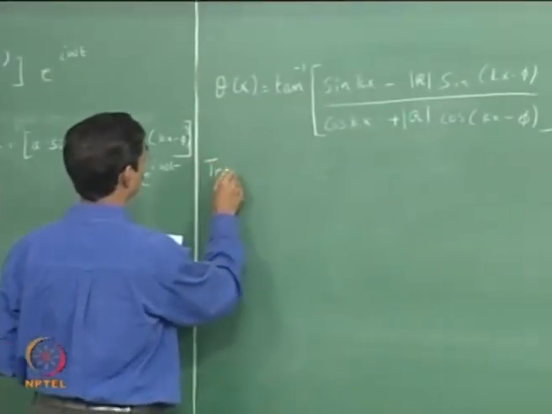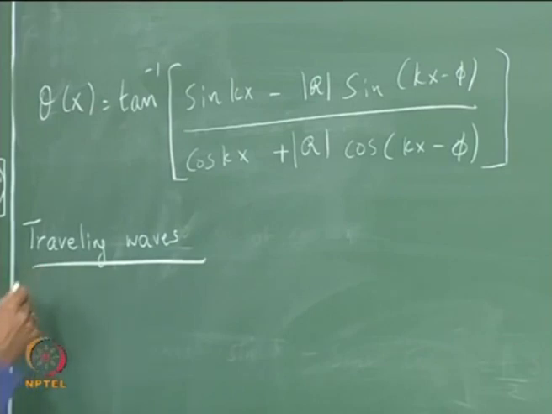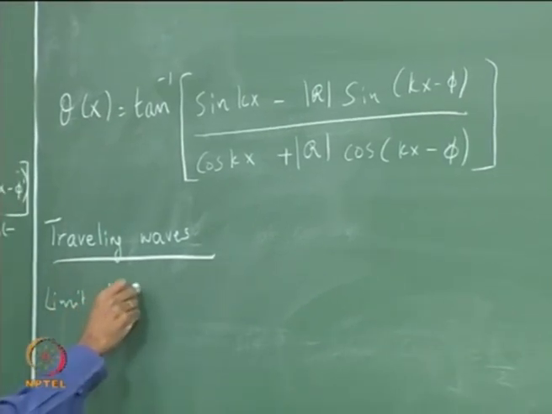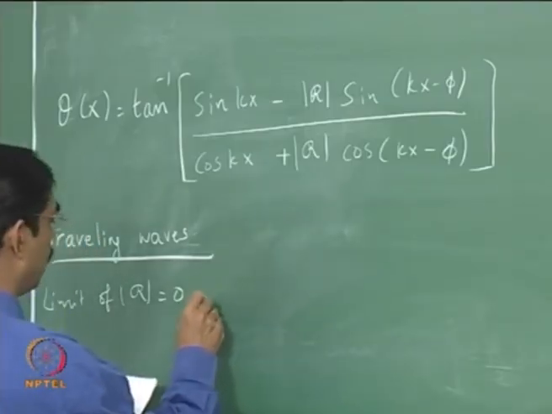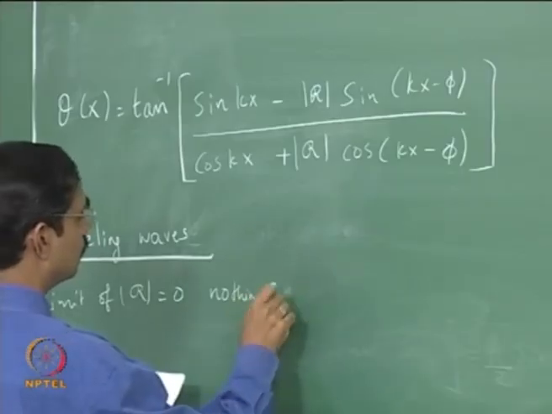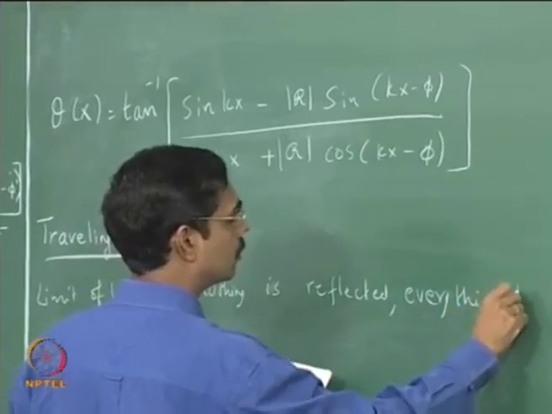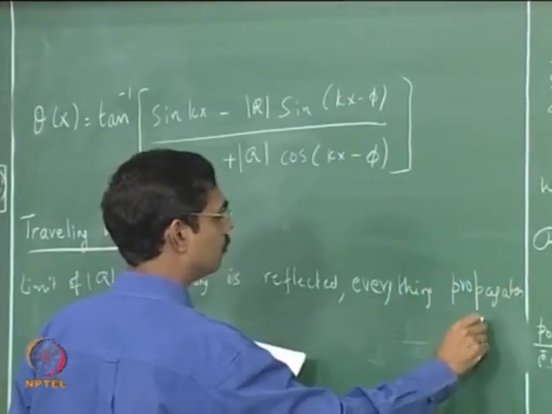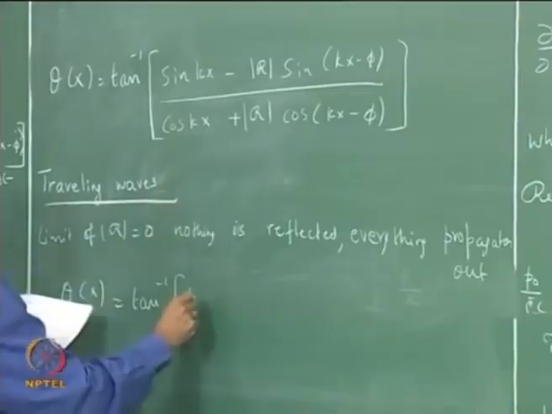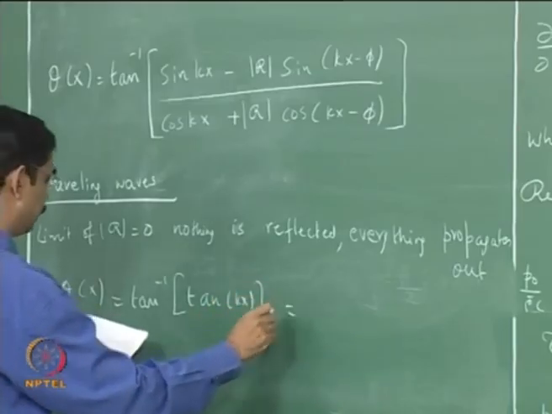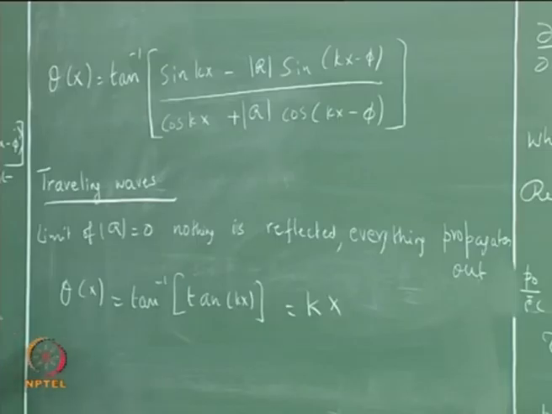So, we look at the traveling waves. We will have a limit of r equal to 0, so nothing was reflected, everything kept propagating as a left running wave. So, what will be theta? Theta of x will be tan inverse of tan of kx, which would be kx, and it is pretty obvious that this is a left running wave.